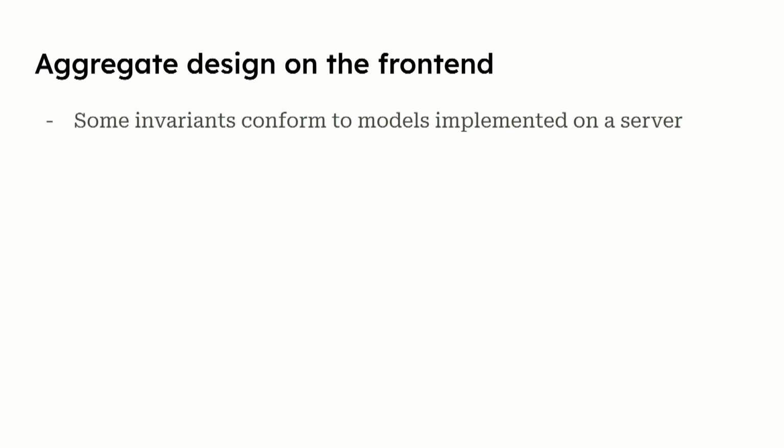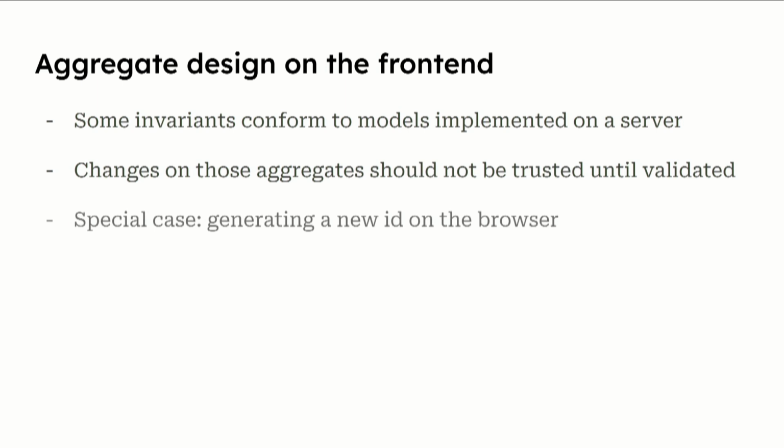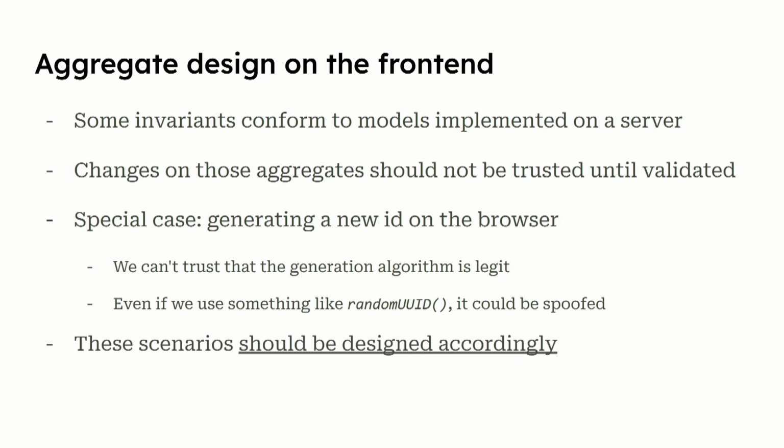Okay, so what is the challenge of aggregate design on the front end? The thing is that some invariants conform to models that are implemented on the back end. So changes on these aggregates on the front end just can't be trusted until they're validated by the back end. And there's even the special case of generating an ID, which we might assume is possible to do on the front end, but we can't trust the generating algorithm is legit. And even if you use something that is native to the browser, like the randomUUID function, it could be spoofed by the user somehow. So every time you have a scenario like this, it should be designed accordingly, considering the technical limitations of the front end.